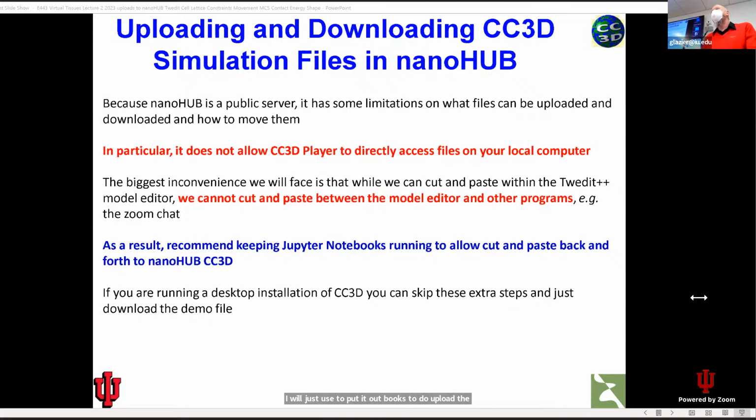It's not that you have to learn any Python or Jupyter or anything else. It's just for uploading and downloading. It also allows you to cut and paste between that and nanoHUB. If you're using the desktop version of Computational, you don't have to do all of this.